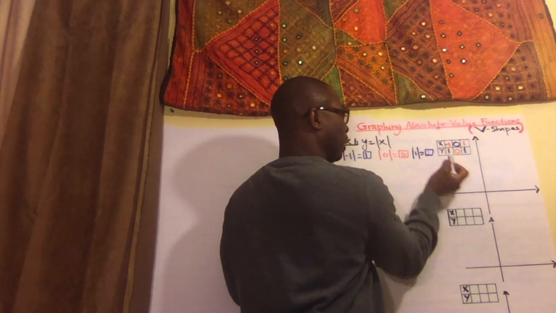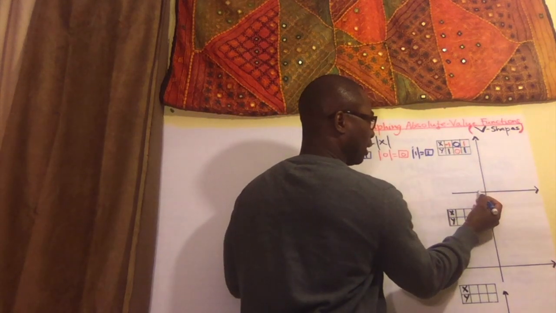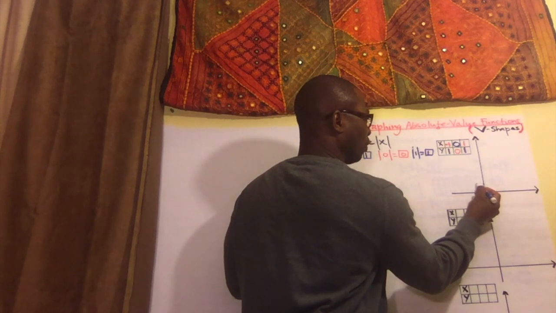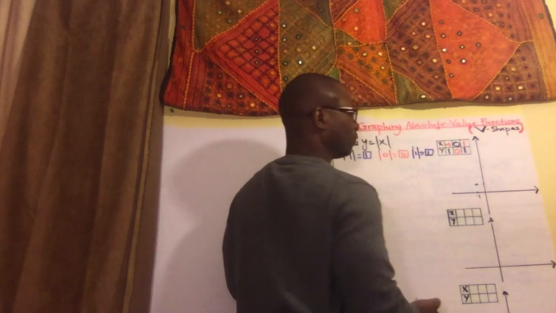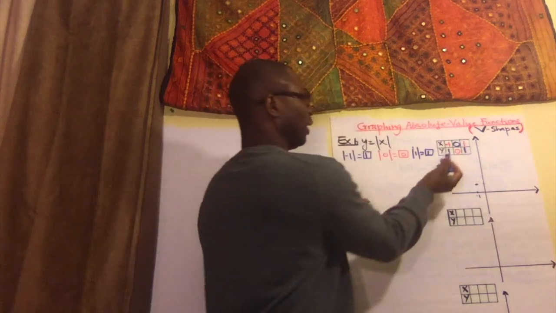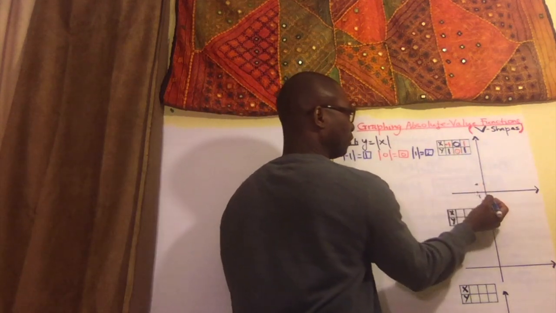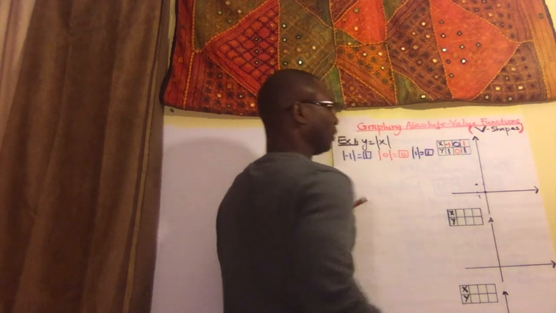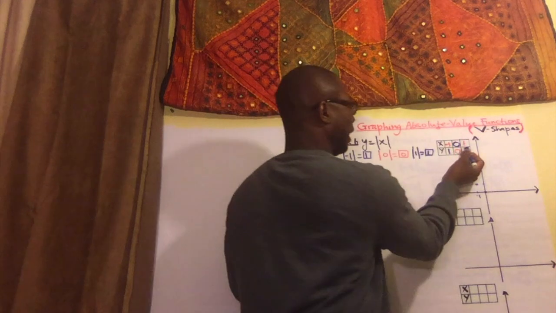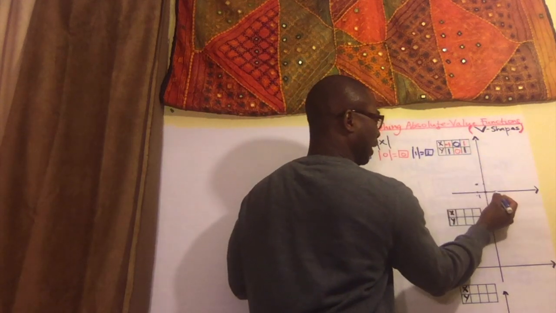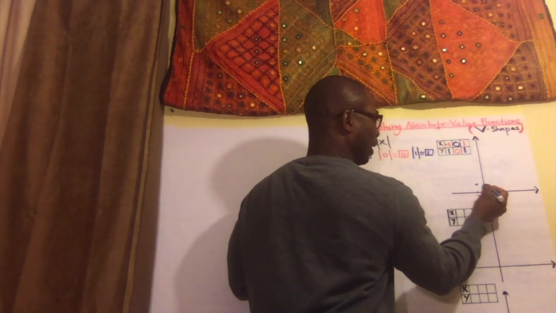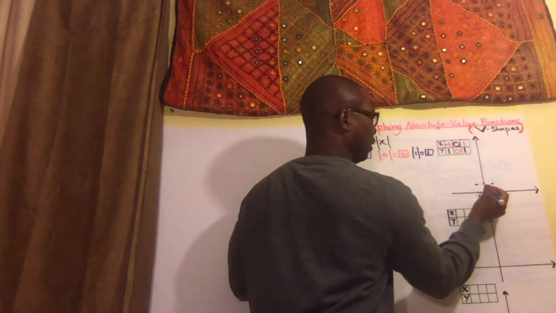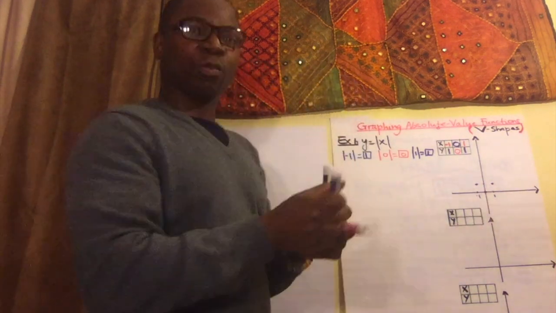When x is -1, y is 1. So it's going to be right here. When x is 0, y is 0. Right here, guys. And when x is 1, y is 1. Right here. Boom. We have our 3 points.